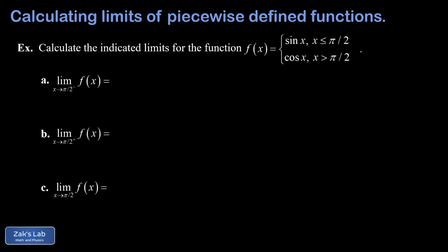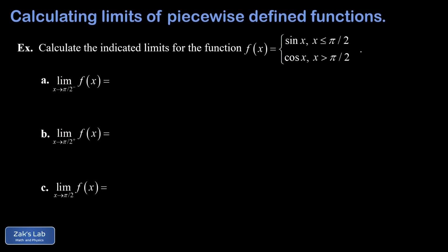In our next example, we have a piecewise defined function, and it's defined in terms of the trig functions sine x and cosine x. So f of x is going to follow the rule f of x equals sine x, provided x is less than or equal to pi over 2. But then we switch to the rule f of x equals cosine x if x is bigger than pi over 2.